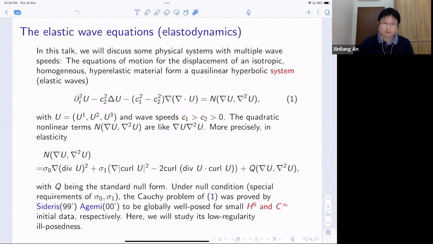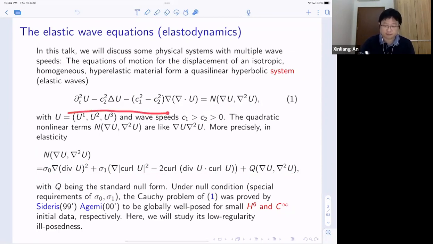From the physical consideration, we actually know quite well the structure of the nonlinear terms. It is of the following type. Here sigma naught and sigma one are constants depending on the material. There will be some nonlinear terms here, and Q is the standard null form.